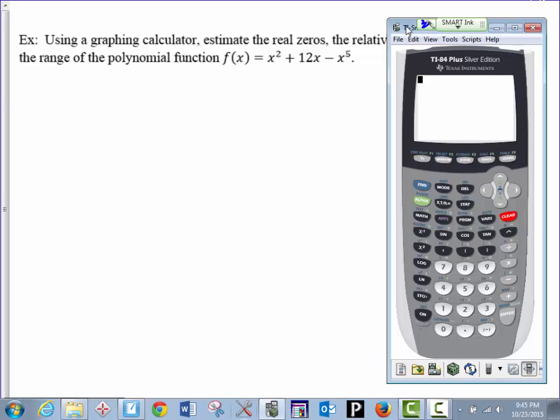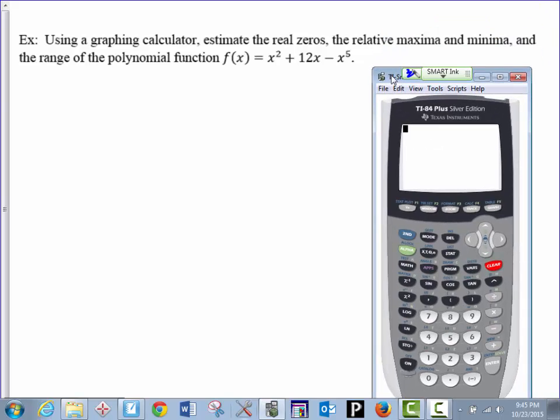In this example, we have been asked to use a graphing calculator to estimate the real zeros and the relative maxima and minima for this particular polynomial function. Now first notice that this polynomial is not in descending order. However, if you're using a graphing calculator, it does not matter if it's in descending order or not.